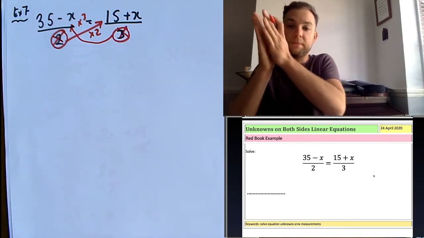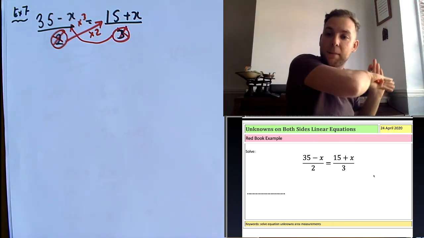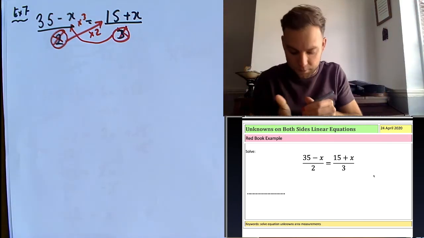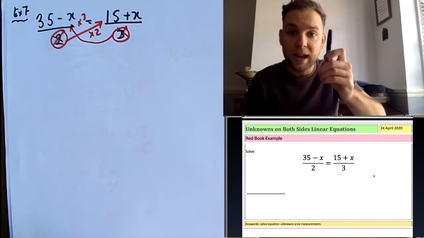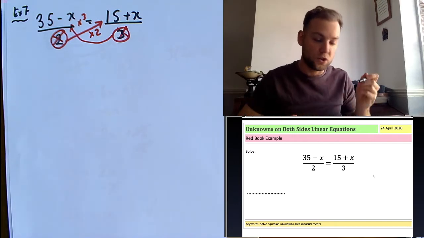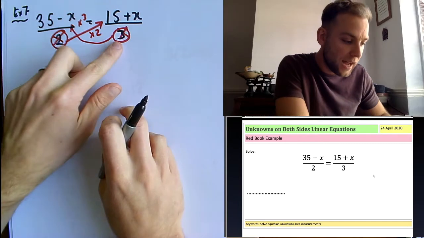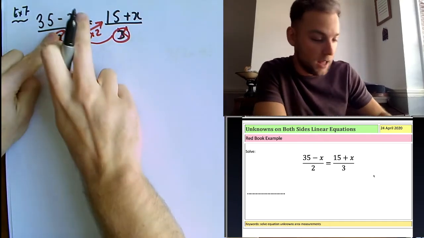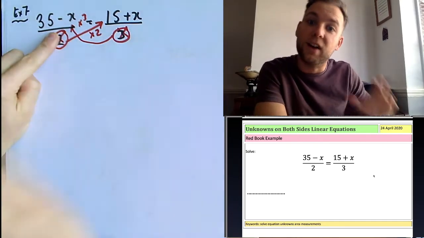Okay, so I'm timesing the right-hand side by 2, I'm timesing the left-hand side by 3. So, I am going to write it as brackets this time, just to make sure that I can see it. So I'm timesing this left-hand side by the 3 to get rid of the divide by 3 on the right.